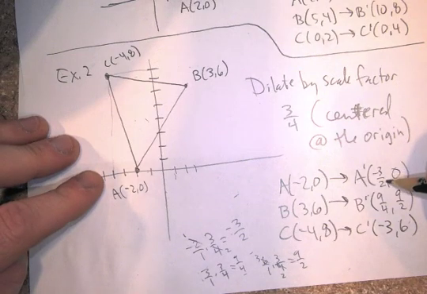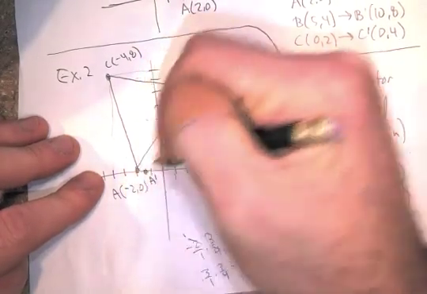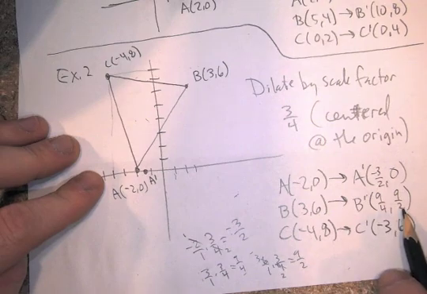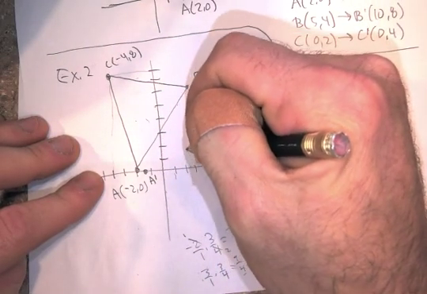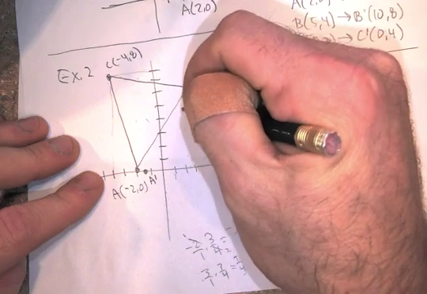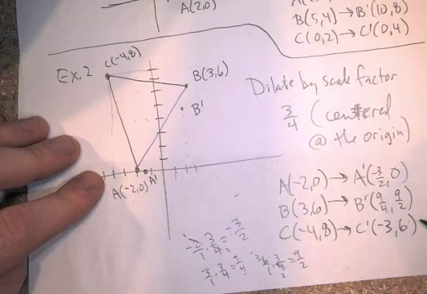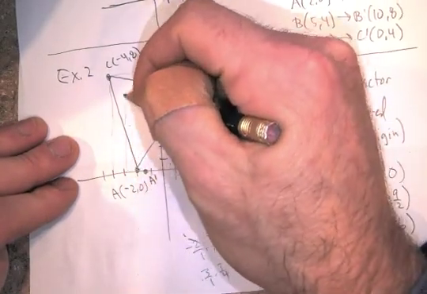Negative 3 over 2, you got to change this to an improper. It's going to be negative 1.5, comma 0. That's here. A prime. This is what? 2 1/4, comma 4.5. 2 1/4 over. 1, 2, 3, 4.5 up. It's right about there. And then negative 3, 6. I think is about here.